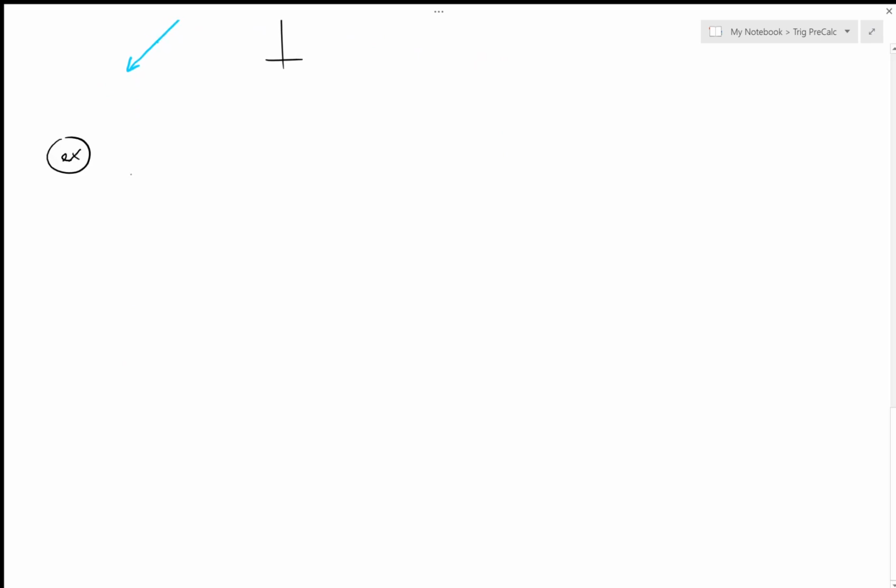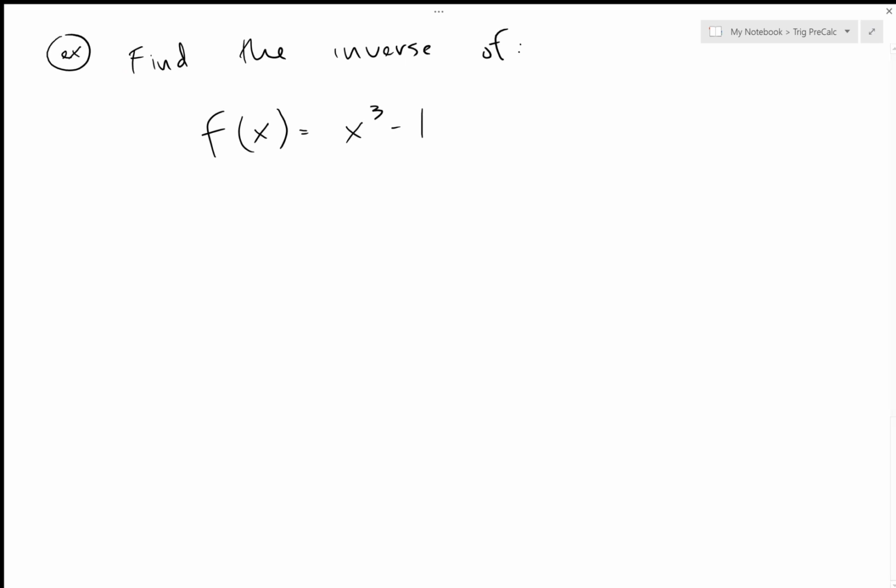So for example, find the inverse of, and our equation this time is going to be f of x equals x cubed minus 1. All right. So again, take x and y, flip the order of them, solve for y. Remember, f of x, that's just the same as y. So we can replace it. Y equals x cubed minus 1.